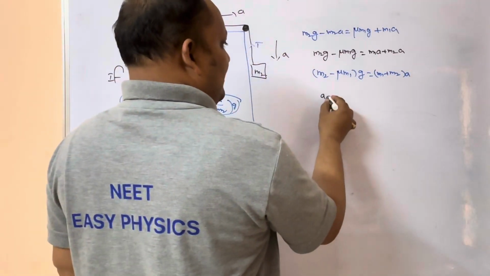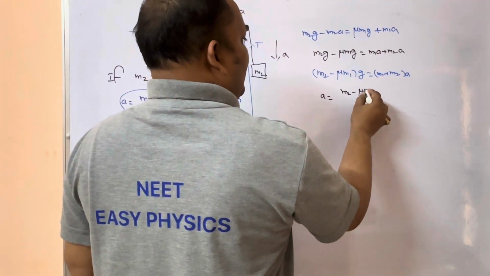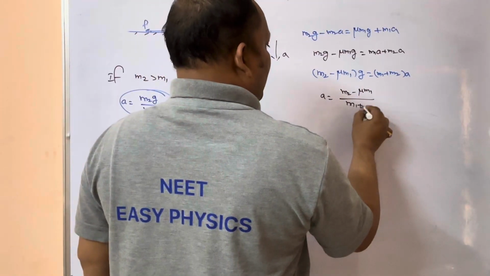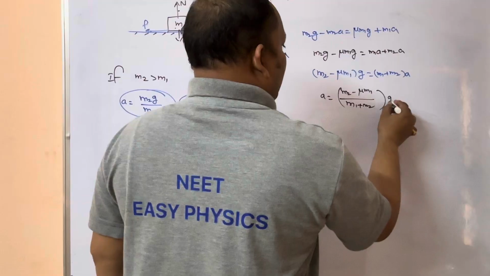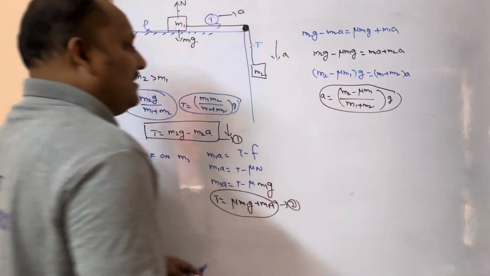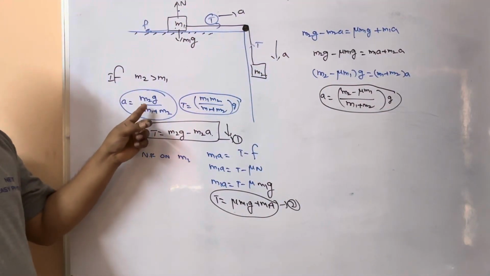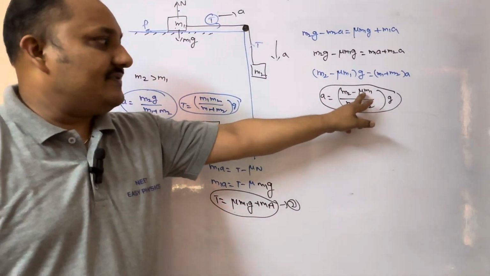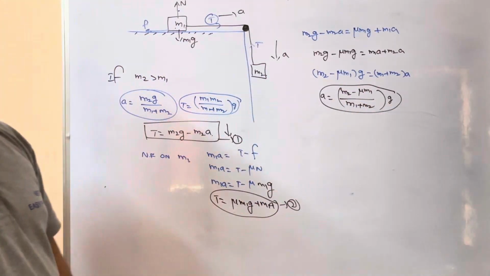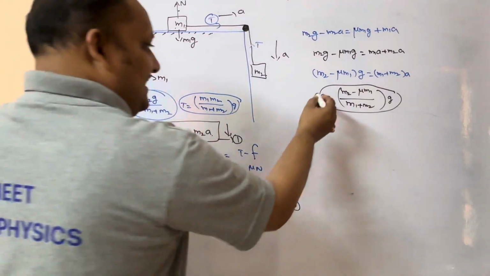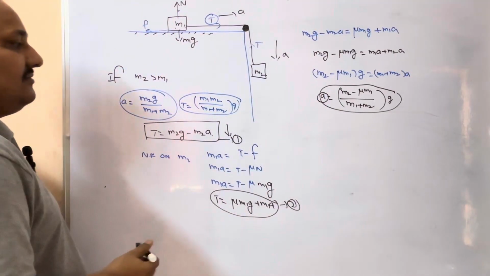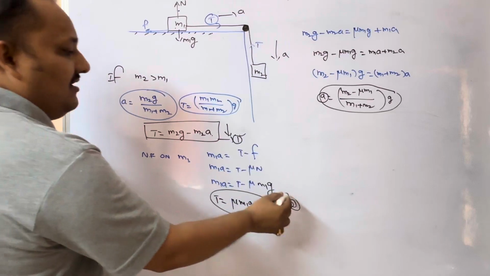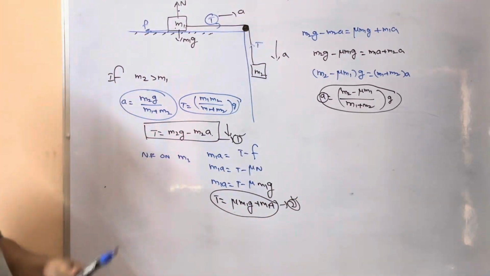Then what is the acceleration now? A is equal to M2 minus mu M1 by M1 plus M2 into G. See this formula? You can remember it. Just here M2 is coming, and whenever M1 is on a rough surface, minus mu M1 is going to come. So this acceleration you can substitute in either equation 1 or 2. Then you are going to get the tensional force.